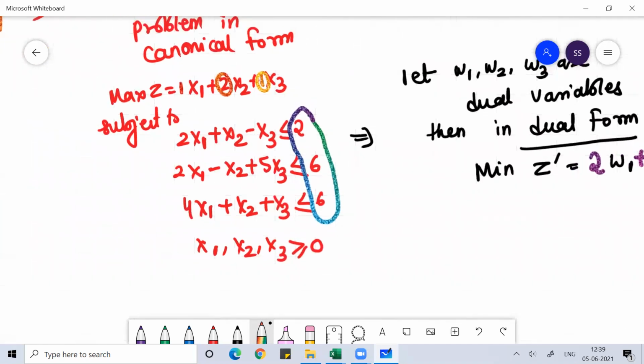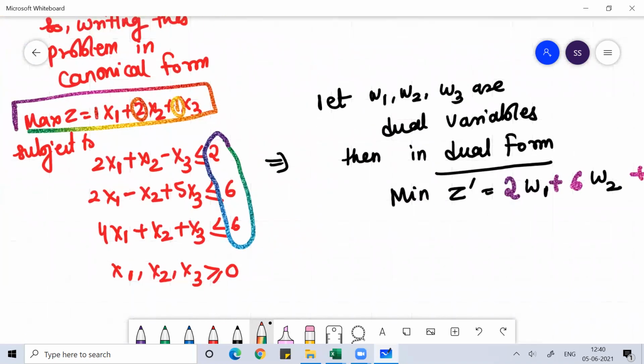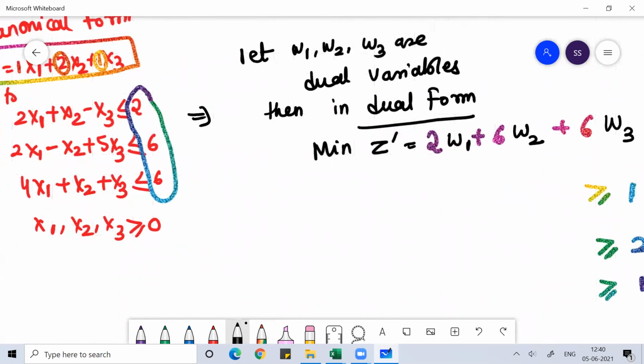So whatever was your cost coefficient of the objective function of the primal will become the RHS of the dual, and whatever was the RHS of the constraints of the primal will become the cost coefficient of the objective function of the dual. I hope this part you understood. I don't think anybody will have doubt on this.